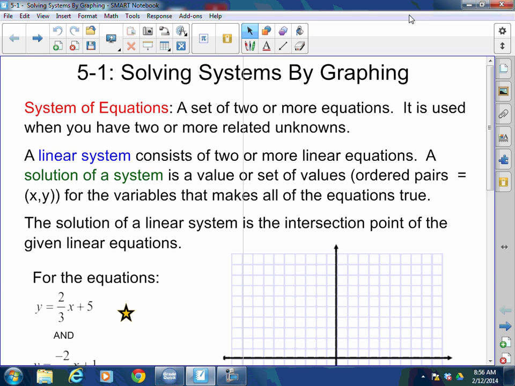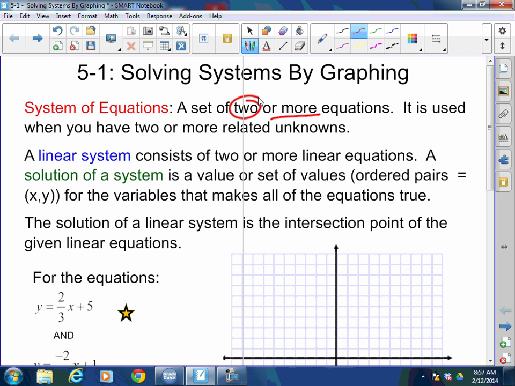Now, before we solve a system, what on earth is a system? Well, a system of equations is a set of 2 or more equations. It could be 3, 5, 10, it could be 20 equations. It is used when you have 2 or more related unknowns. What's happening here is you're going to have 2 simultaneous linear equations on the same graph. They're going to be working together at the same time. And we need to find the solution of both of those equations.